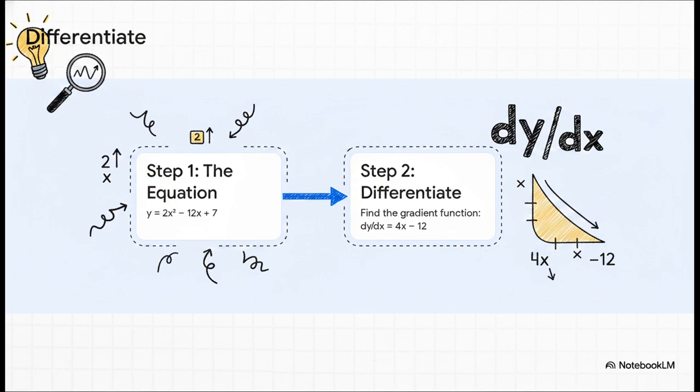For 2x squared, you multiply the 2 by the power 2 to get 4 and drop the power by 1, giving us 4x. For minus 12x, that just becomes minus 12, and constants, like the plus 7, they just disappear.